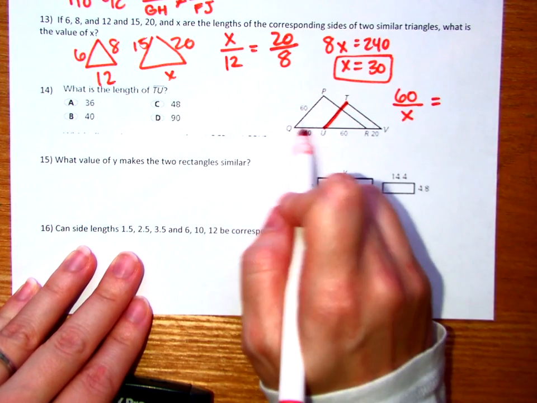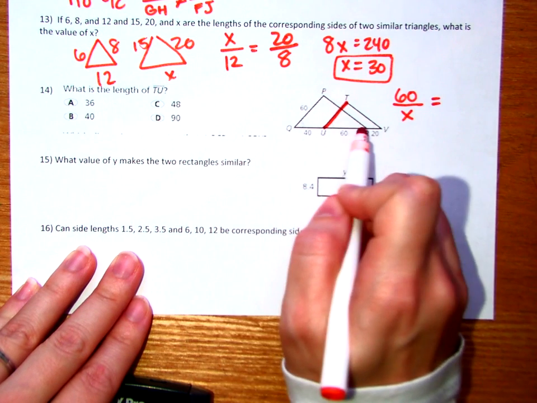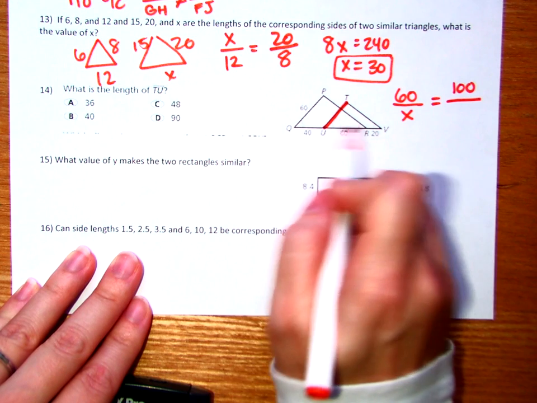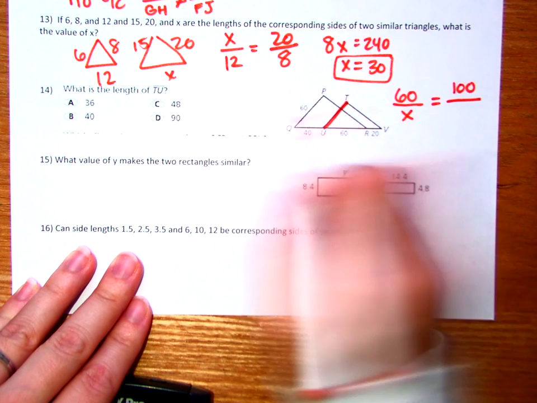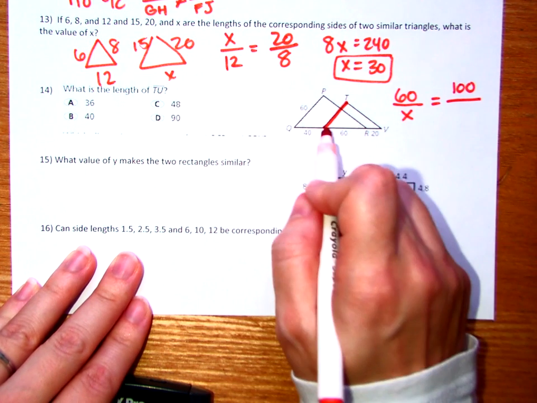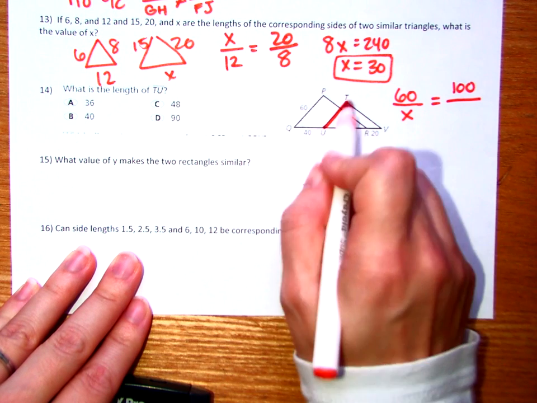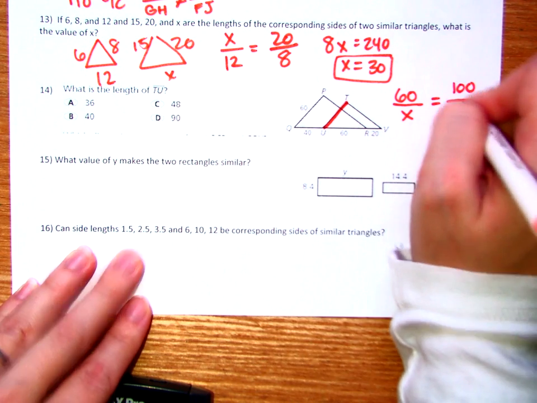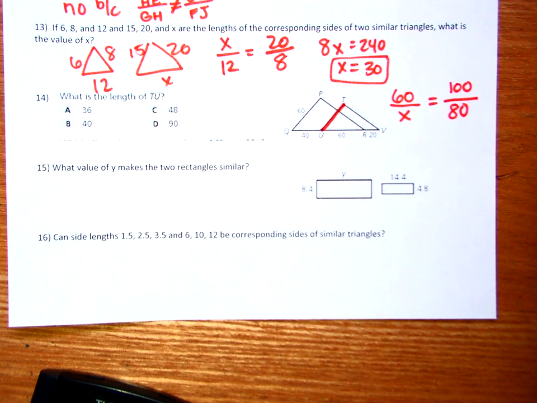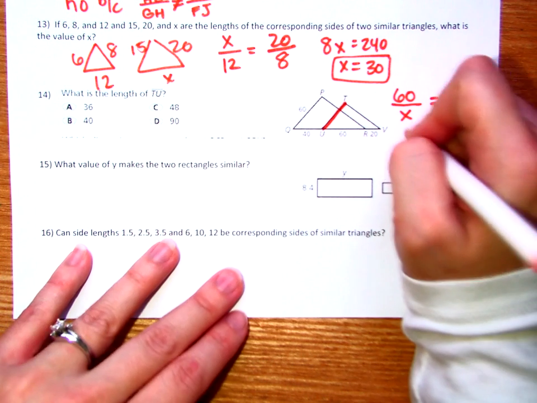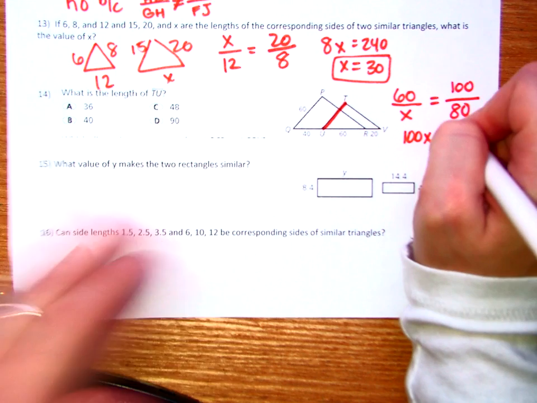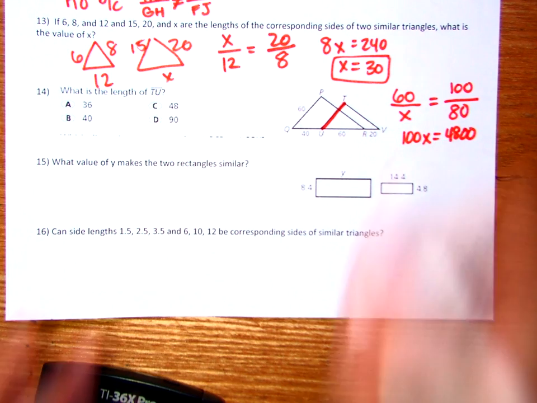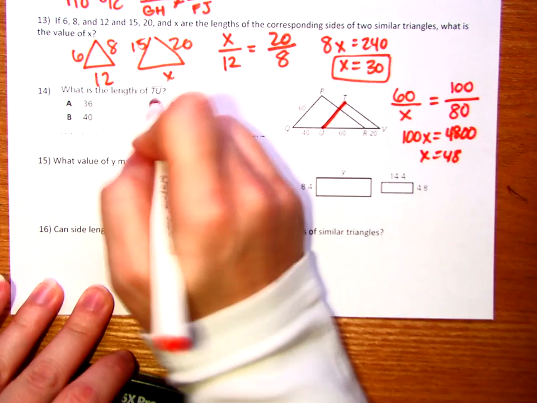Now notice they give me the entire length of the bottom here, which would be 60 plus 40, which is 100. So 100 represents the whole bottom of this triangle that goes with the 60, so I put them both on the top. And then what's the whole bottom of this triangle over here that goes with this TU? Well, the whole bottom here would be 60 plus 20, which is 80. So again, now I can cross multiply, so I'm going to do 60 times 80, and I'm going to get 100x is equal to 4,800, and then I'm going to divide both sides by 100, and that leaves me with x equals 48 right there.